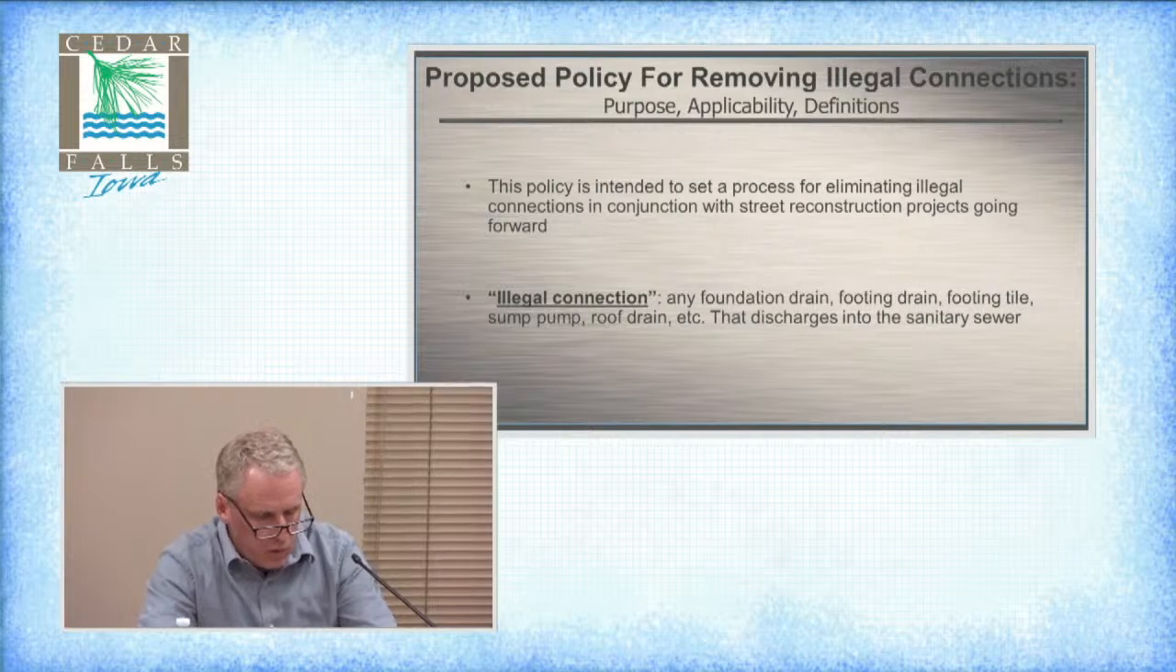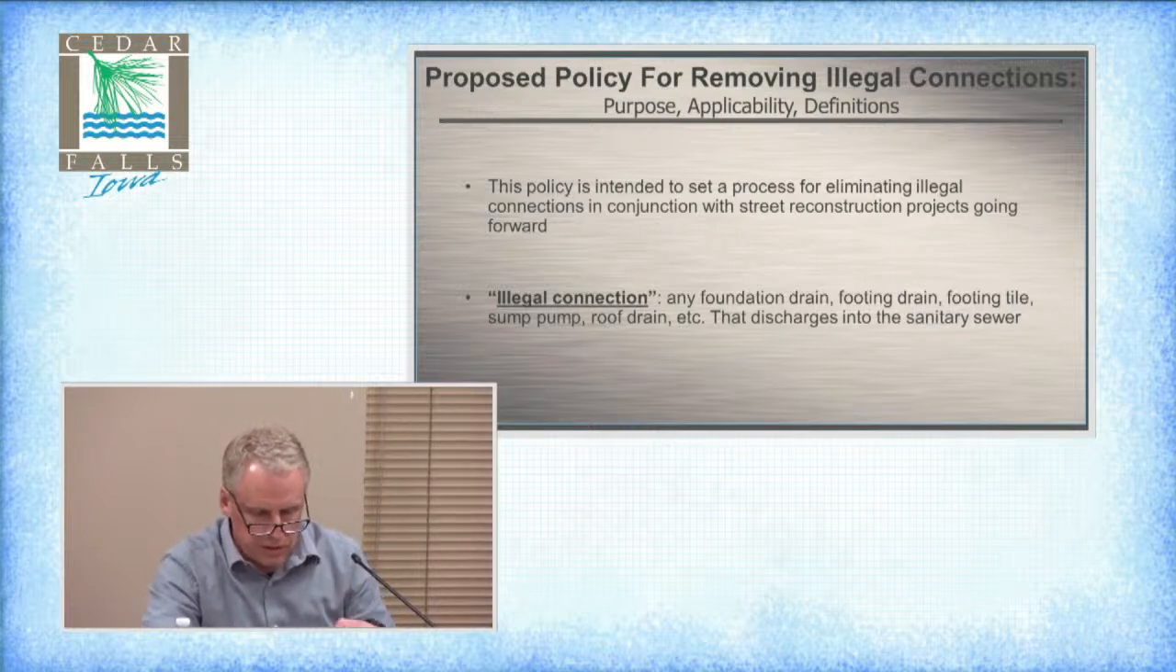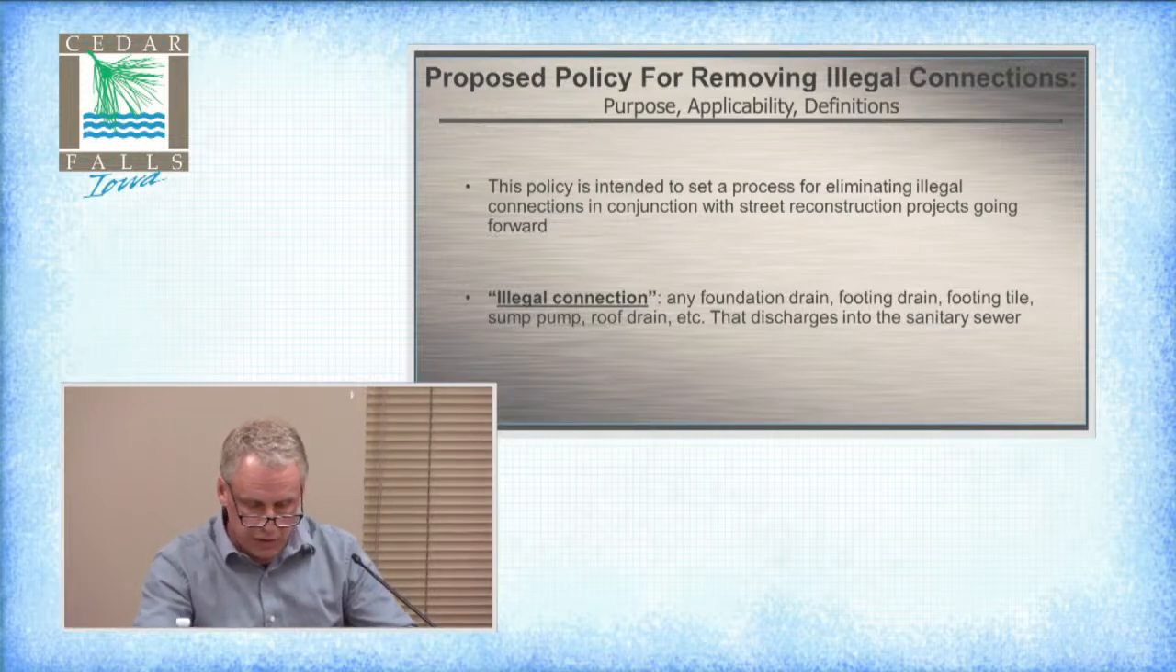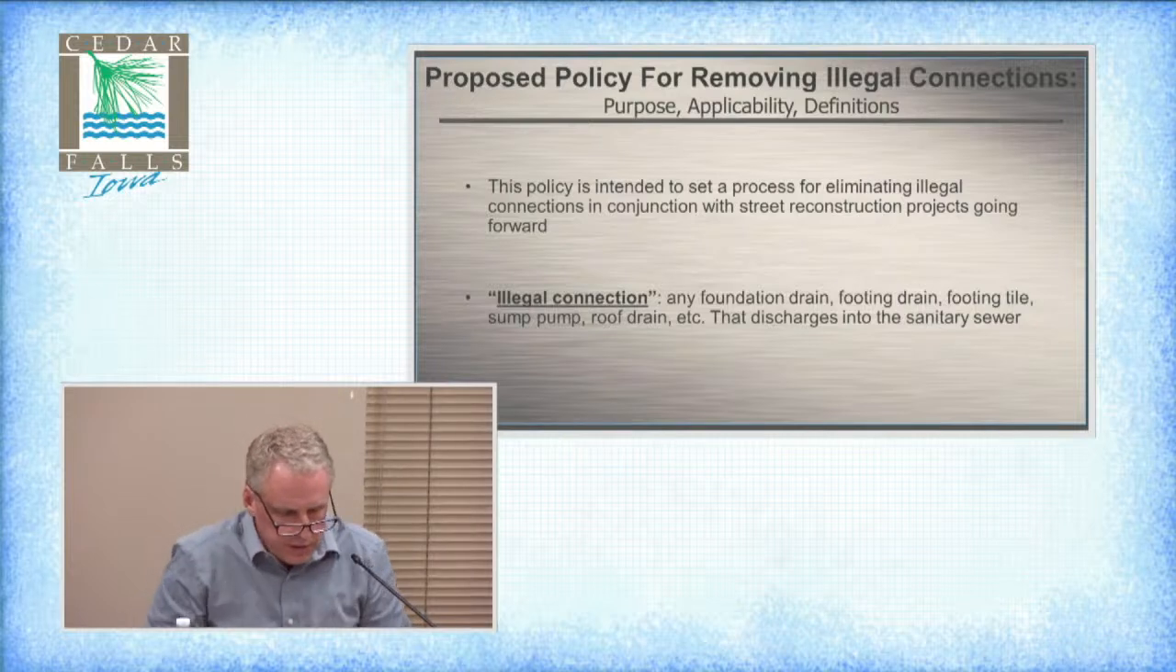What we would like to do is remove these footing drains and sump pumps in this area during street construction. This would happen during street construction only. And then the ordinance change would make any of these connections where this clean water goes into the system illicit or illegal. So that would include footing drains, foundation, or sump pumps, roof drains, etc.